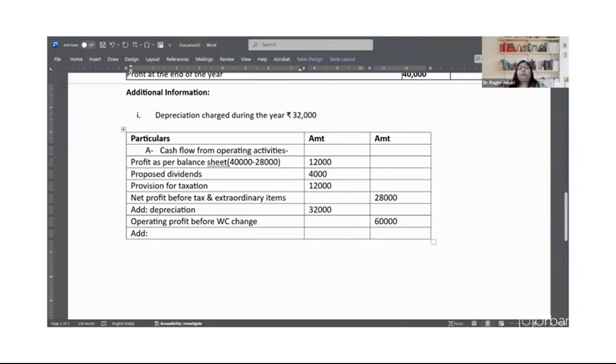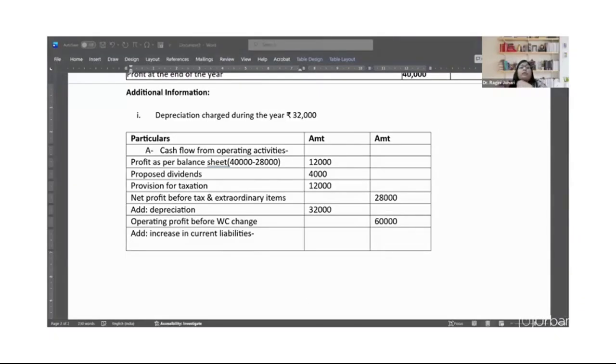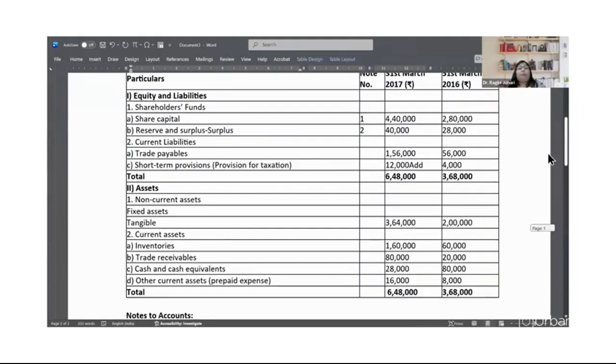Okay. First of all, the current liabilities are increased. Let us add that. Increase in current liabilities. The first thing that we saw was trade payables. And what do we find in trade payables? There is an increase of 1 lakh. So this 1 lakh is recorded here.